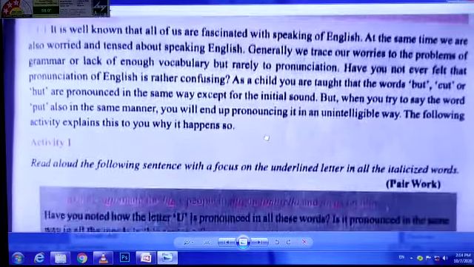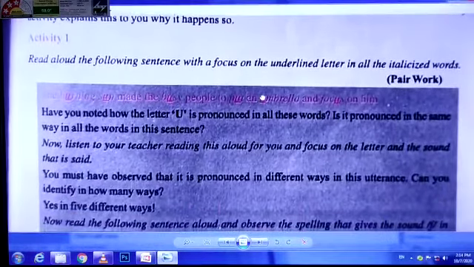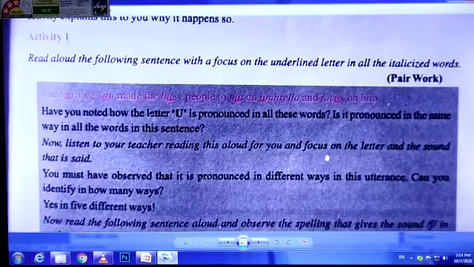You have activity 1 here on the first page. Read aloud the following sentence with a focus on the underlined letter in all the italicized words, in the red colored words. May I read for you, and may I request you also to follow. The burning sun made the busy people put an umbrella and focus on him. I repeat. The burning sun made the busy people put an umbrella and focus on him.